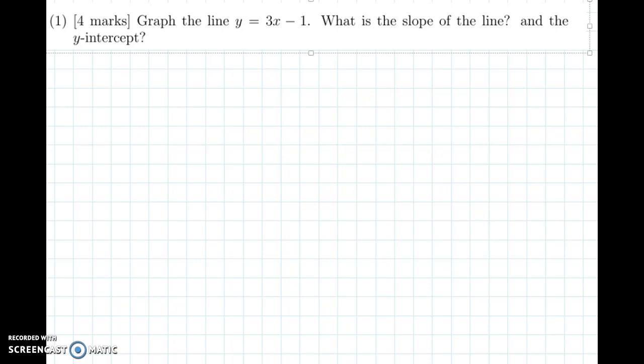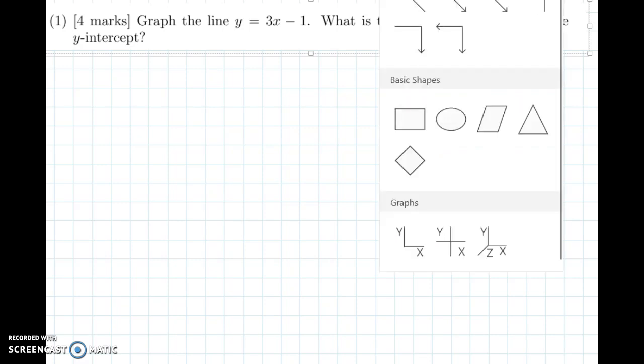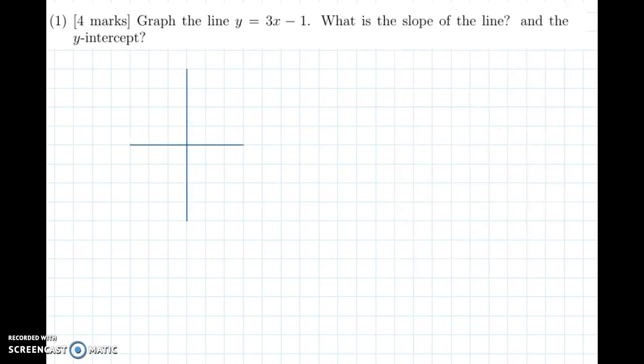And the first thing we need to do is to graph the line. We need to sketch the axes. So these are going to be our x and y-axis. We need to show the scale if we are going to graph something here. 1, 2, 3, 1, 2, 3. We just need to show what is one unit in the x or the y direction. And we're going to need negative values as well.